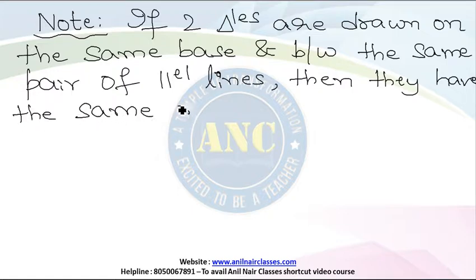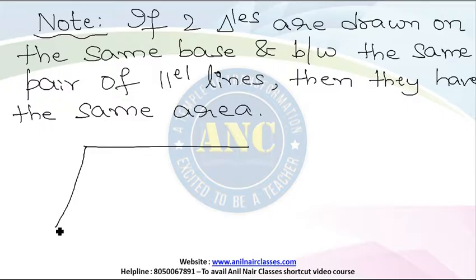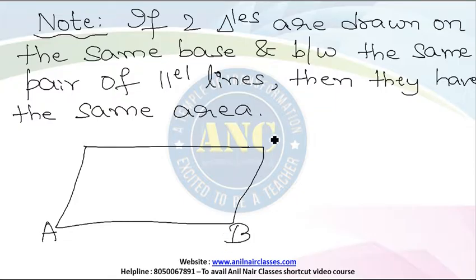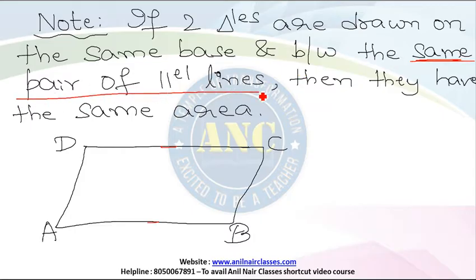Sir, is it applicable only for two triangles? Definitely no. Suppose, for example, I take the same example for your better understanding. ABCD is a quadrilateral. Now, I want to draw two triangles. First of all, CD and AB are parallel to each other. Same pair of parallel lines, it is saying. Yes, the pair of parallel lines are AB and CD. Now, what I will do is, I will start with this point A.